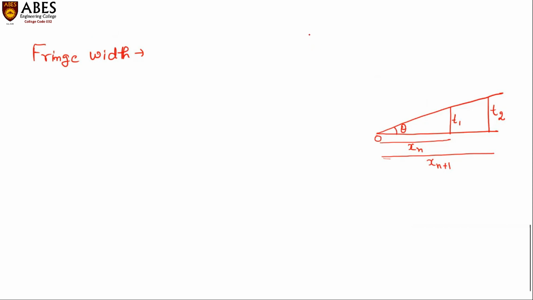For dark fringe and bright fringe, we know the conditions of bright and dark fringe are 2 mu t is equal to (2n minus 1) lambda by 2. This is for bright fringe. And 2 mu t is equal to n lambda for dark fringe.